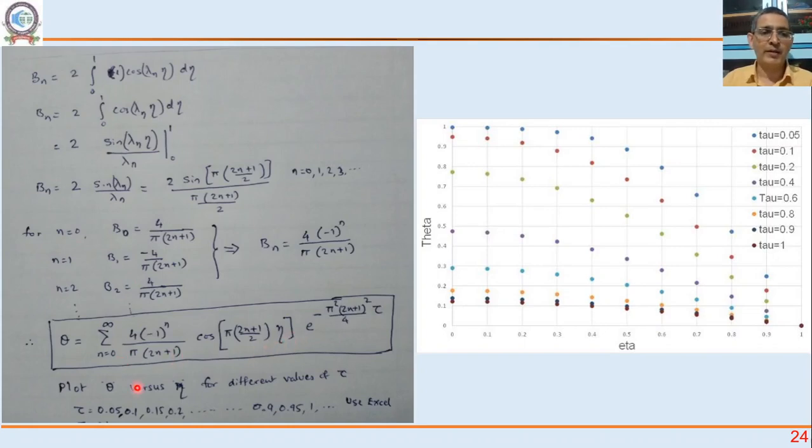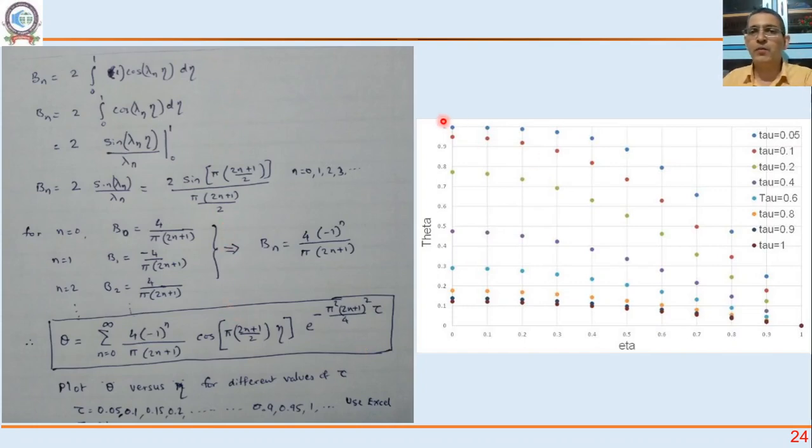Plot theta as a function of eta for different values of tau. Take tau equal to 0.05, 0.1, 0.15, 0.2 and so on. Use Excel. Plot this for yourself. Pause the video. Don't go forward, for heaven's sake, unless you solve. Unless all this is clear to you, don't proceed. I am assuming that this is clear to you.